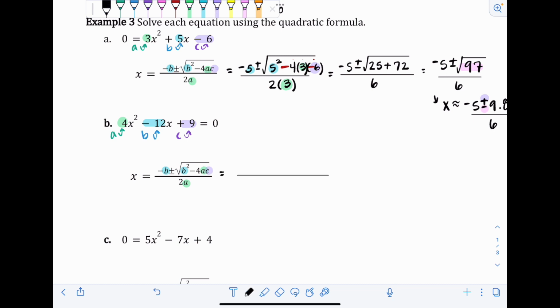So set up the fraction, and then it's negative b. So negative, and then b would go right here. So b is negative 12. So it'll be a double negative. That part's kind of funky. So the first negative is in the formula, and then the second negative comes from b.